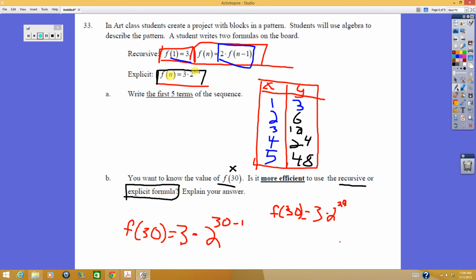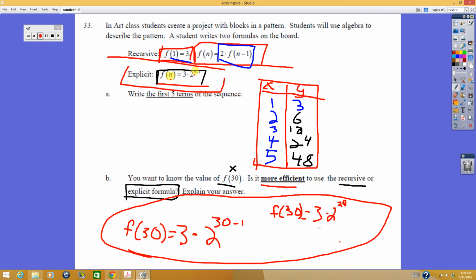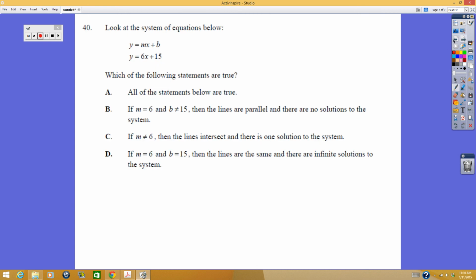Okay? And I just read the question. It just was asking which one's more efficient. So if you explain that the explicit formula is more efficient because you could plug in any value for n, that is a perfect answer. But this is if you want to show the assessment mathematically how to get there.